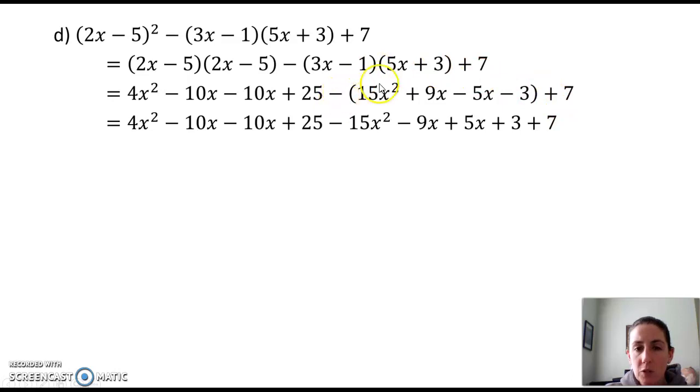So now I'm subtracting this entire thing. So I need to subtract the 15x squared, subtract the 9x, subtract the negative 5 becomes a positive 5x, subtract the negative 3 becomes a positive 3, and then I have a positive 7. So now I can combine all of my like terms here to get negative 11x squared minus 24x plus 35.